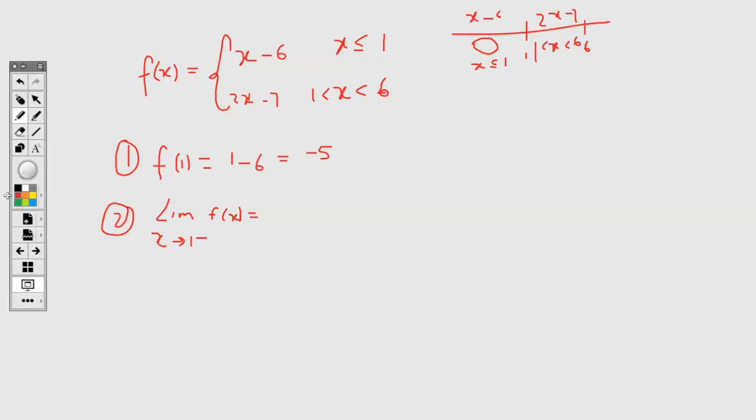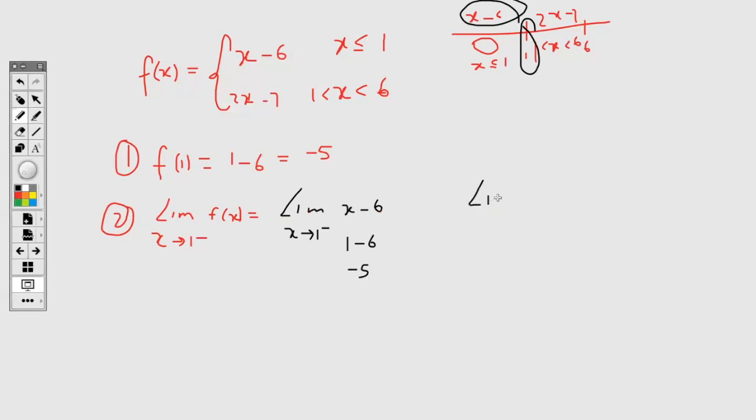So here, this is on the left of 1. So it means the function I'll use is x minus 6. So the limit as x tends to 1 coming from the left, it would be x minus 6. And I replace x to be 1, so I have 1 minus 6 to give me negative 5.